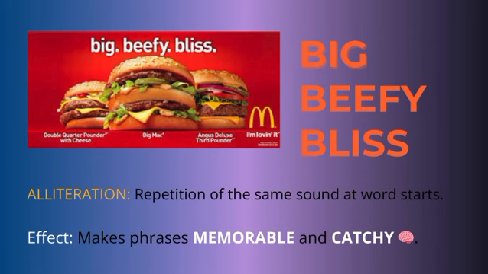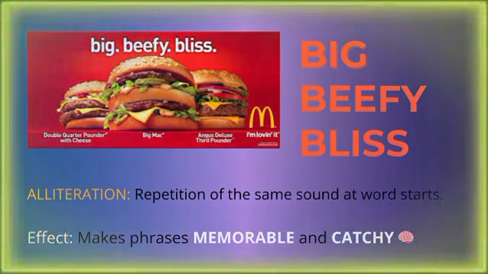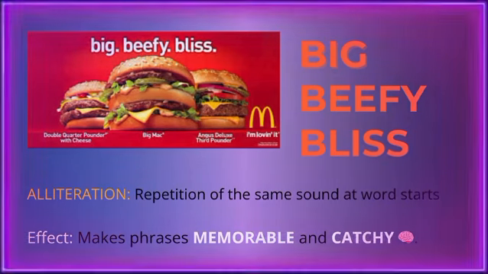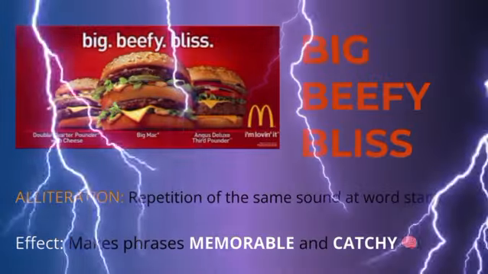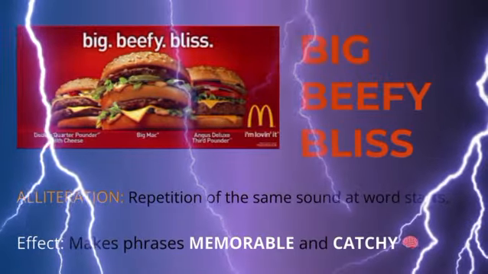Weapon number 2, the headline. Look at this headline. Big, beefy, bliss. 3 words, all starting with the letter B. That's called alliteration. And it makes the phrase memorable and catchy. It's bold, it's at the top, and it immediately tells you what this advert is about. Big burgers that bring bliss.